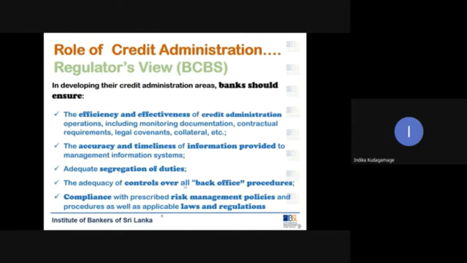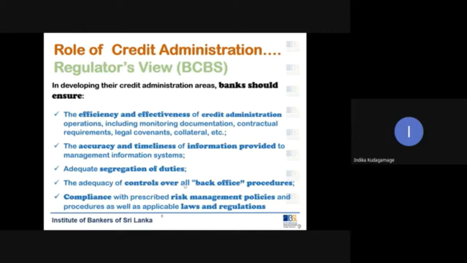Then segregation of duties. No single person should handle dual things; dual control should be there. Always the four-eyes policy, no single person. Segregation of duties within the department should happen. Then control over the back office procedures. That is very important because they are the ones who handle the main banking system. If we don't have proper controls, anything can go wrong.